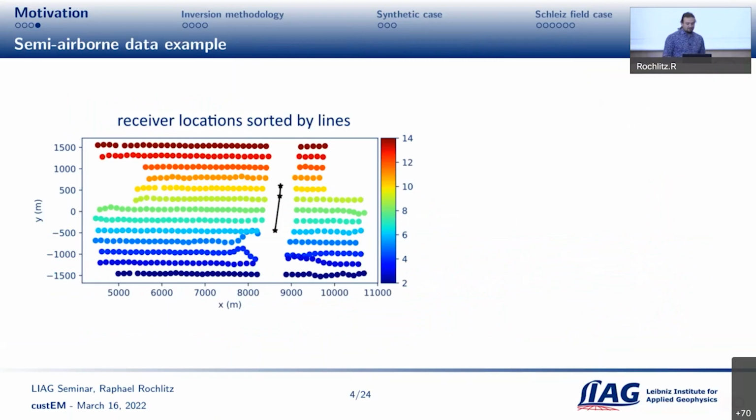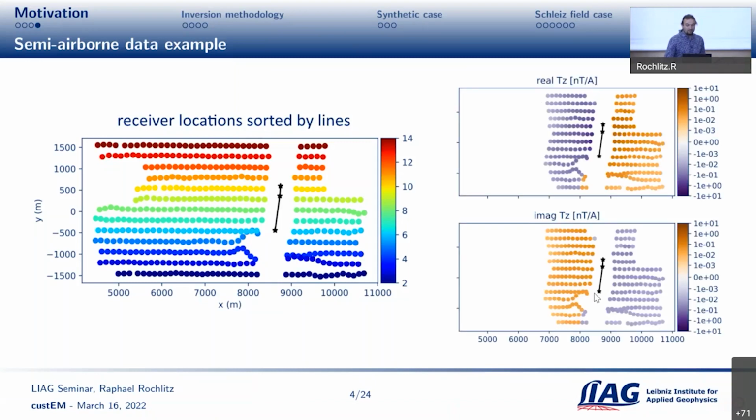So this is a survey patch, a flight area. Here from helicopter data, we have profiles of about 6 kilometer length and like 3 kilometer width. We have in the center our dipole transmitter, and our helicopter flies along lines. We can sort the data and arrange them by lines. And on these lines, we can look at our magnetic fields.